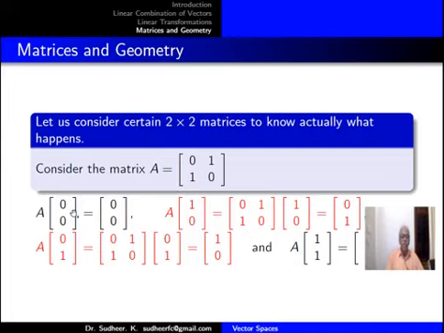So what is the image of the origin under the matrix? That is (0, 0) itself. The matrix multiplied to (1, 0) is equal to (0, 1). So the image of the standard basis vector (1, 0) is the other standard basis vector (0, 1), and A multiplied to (0, 1) will produce (1, 0). That means the second basis vector is mapped to the first basis vector, and (1, 1) is not changed by this transformation. So the unit square is transformed to the unit square itself. We will see the figure.